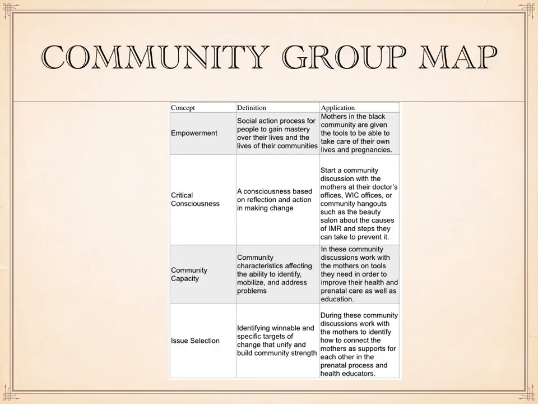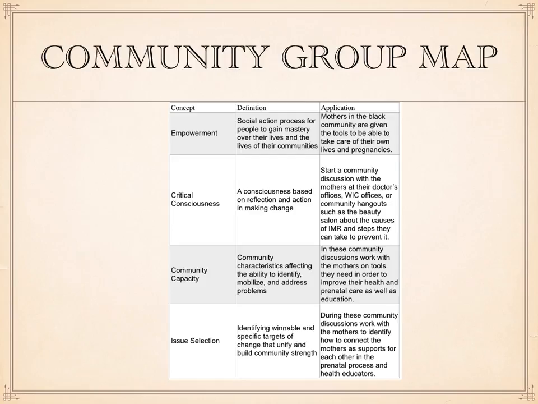Community capacity would, in these discussions, involve helping the mothers see what's available and also listening to figure out their needs. Issue selection is determined when the mothers can help relay, okay, this is what we think will work, this is what we think won't work, because when they feel like they're a part of it, they're more likely to pursue it.